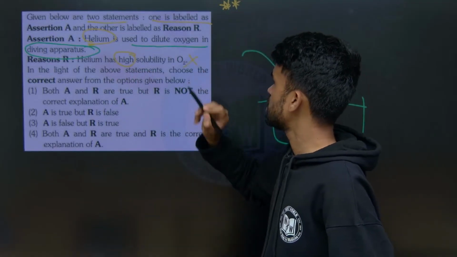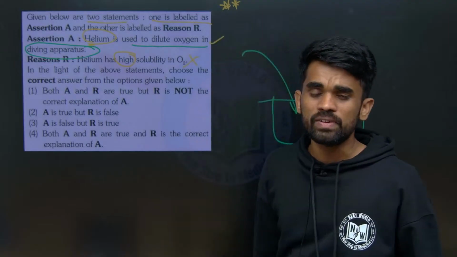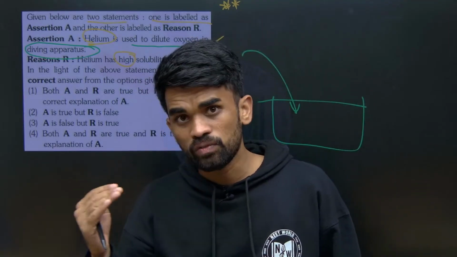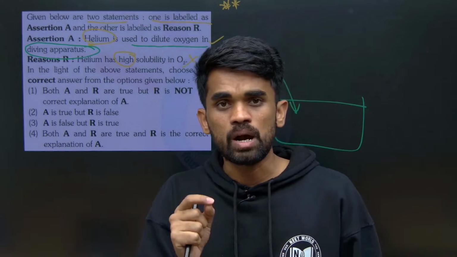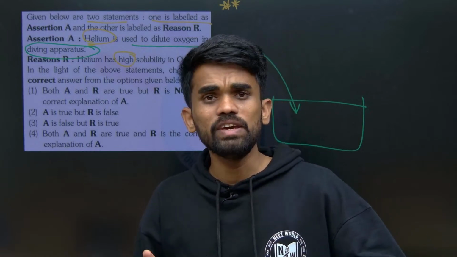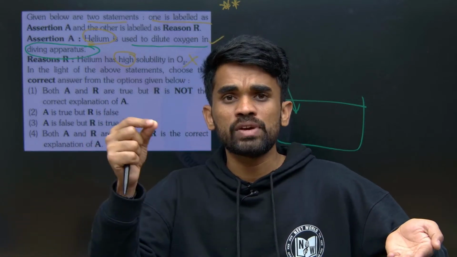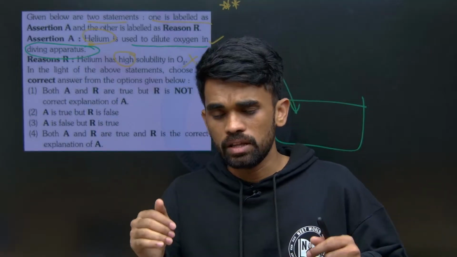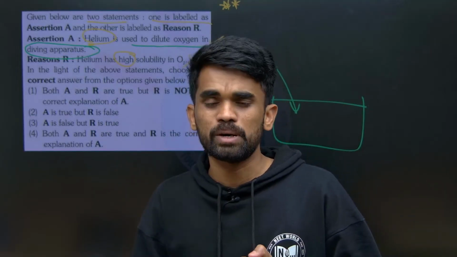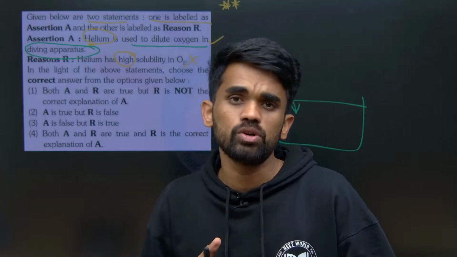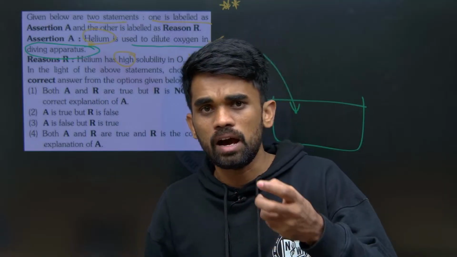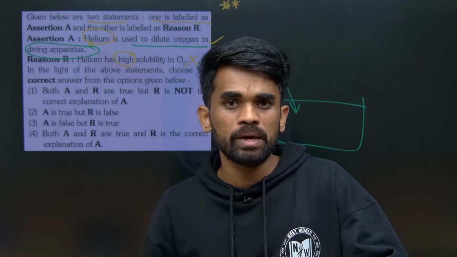This reason is incorrect, but the assertion is correct. So why do they dilute? Because we studied Henry's law. If pressure increases, the solubility of a gas also increases. So when they are going for diving, due to high pressures, the solubility of oxygen in the blood will be more.